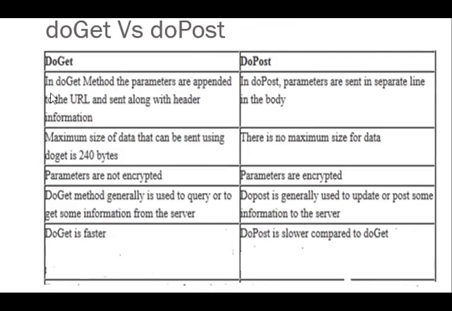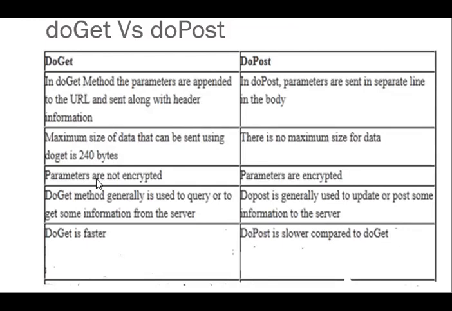The differences are, in the GET method, the parameters are added in the URL itself, and it is sent in the header part. Whereas in the POST, the parameters are sent in a separate line, and they will appear in the body of the request. The maximum size of the data that can be sent using the GET method is 240 bytes, whereas in the POST method, there is no limit on the data size. Why is it 240 bytes? Because the data is added as a part of the URL itself. When it is part of the URL, there is a limitation for the size of the URL, right?